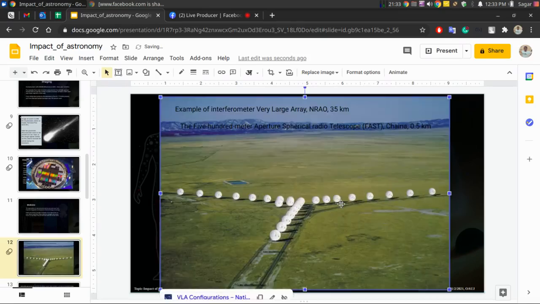Yeah. So now this is an example of an interferometer, which is the Very Large Array. You can see there are more than two antennas, and they are acting together, and they really work like a single telescope. The largest baseline in the VLA is 35 km. So I will show a small presentation of how the VLA is configured.